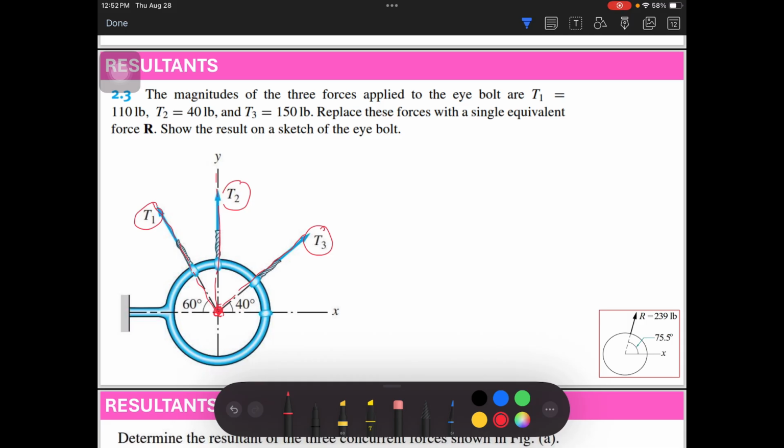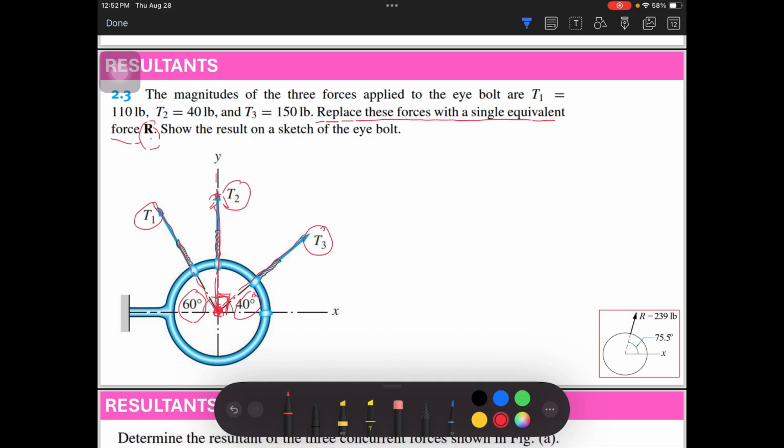So, given ang angle ni T3, it's 40 degrees and 60 degrees si T1. And si T2 is directly directed vertically. So, kumbaga, 90 degrees ang kanyang angle dito. So, we have 3 applied forces. Ang sabi ng problem, replace the forces with a single equivalent force R. And then, i-sketch natin siya sa eye-bolt na to.